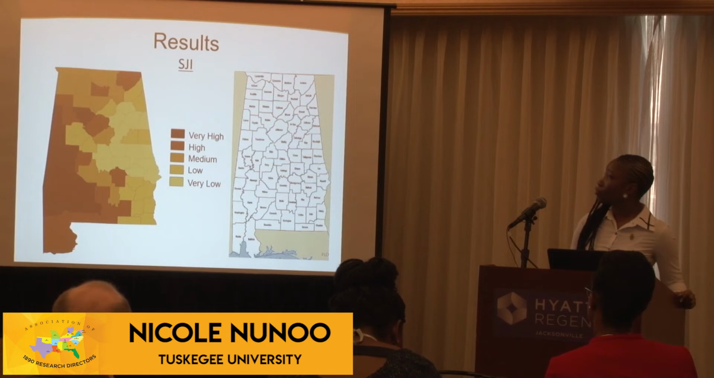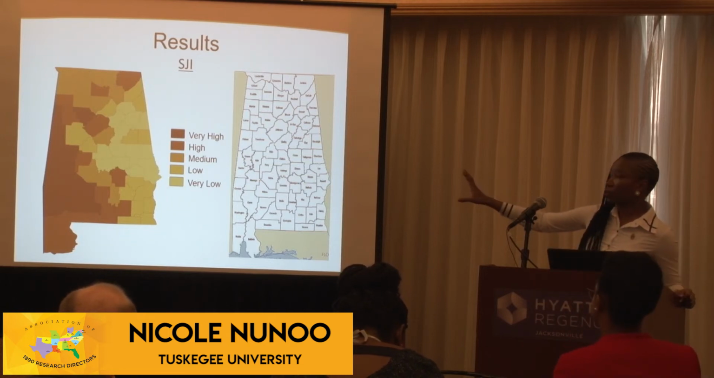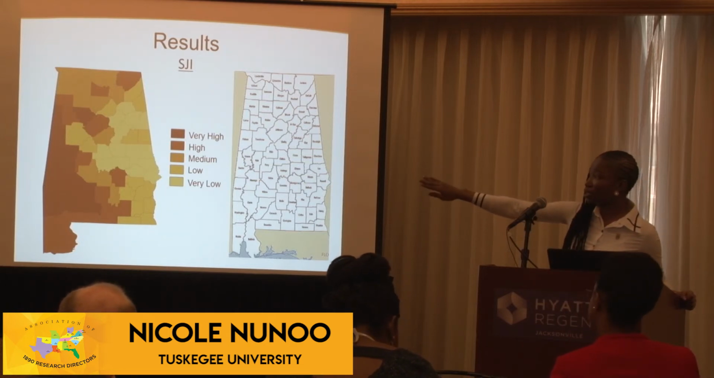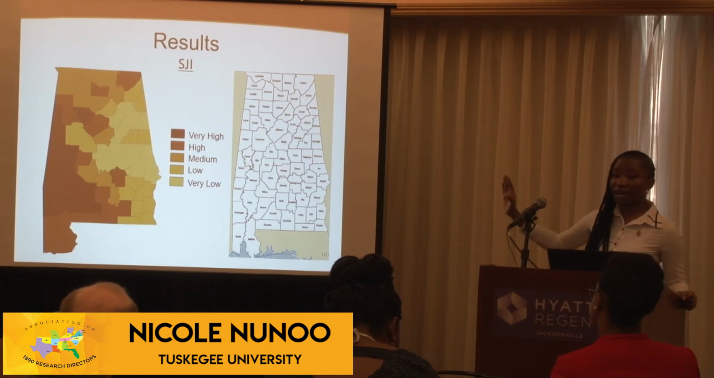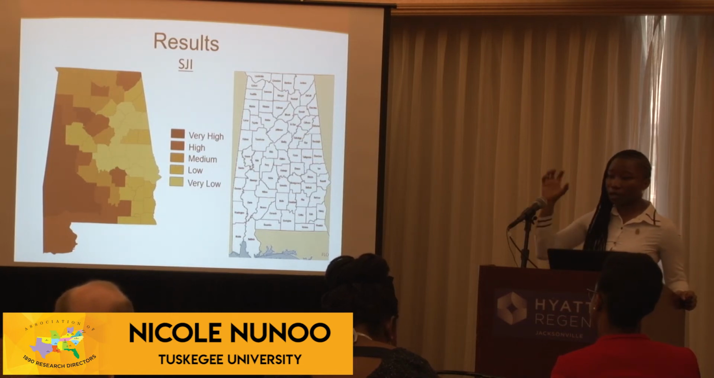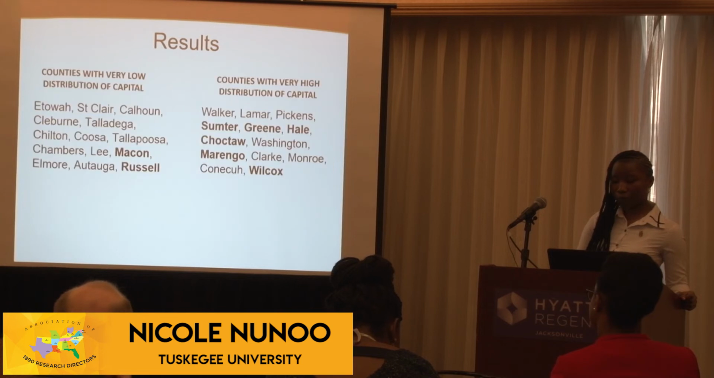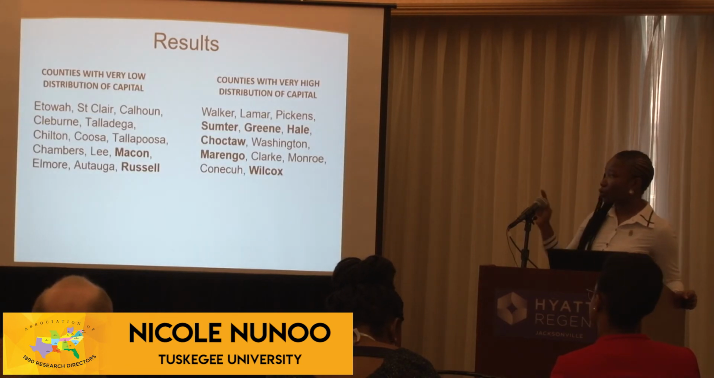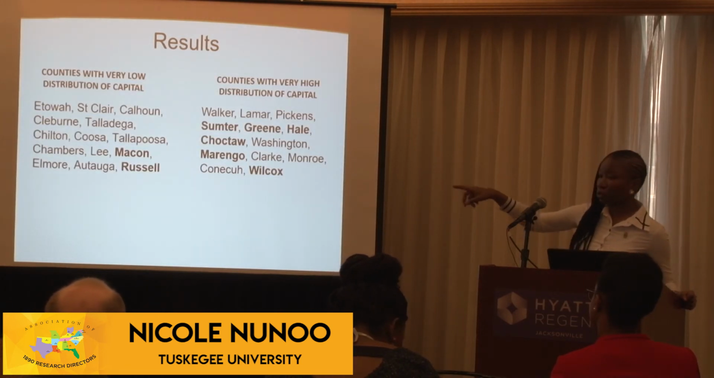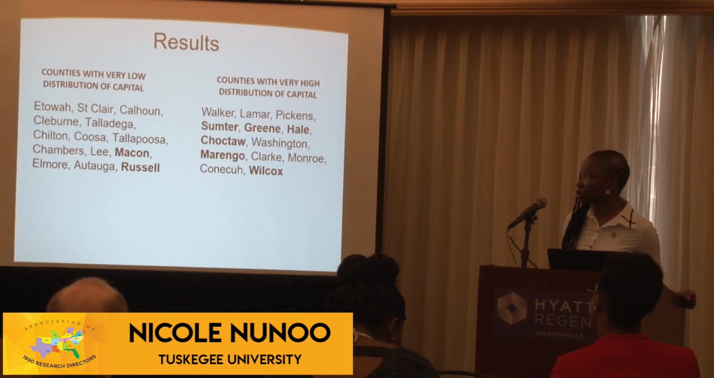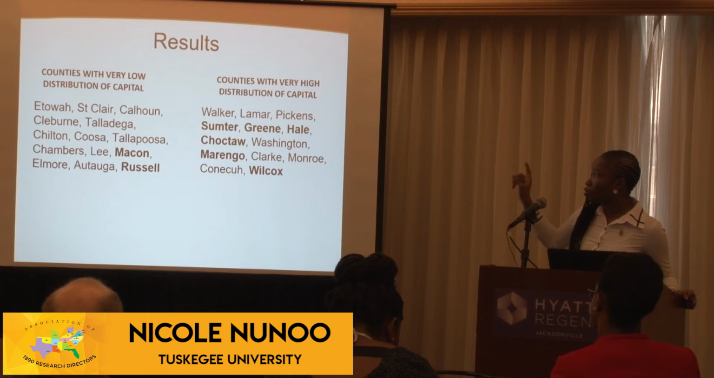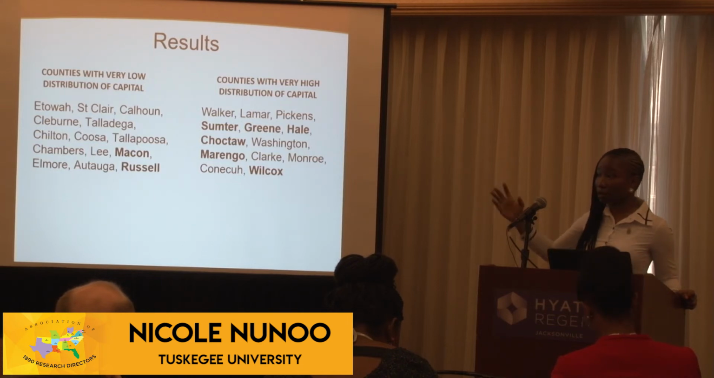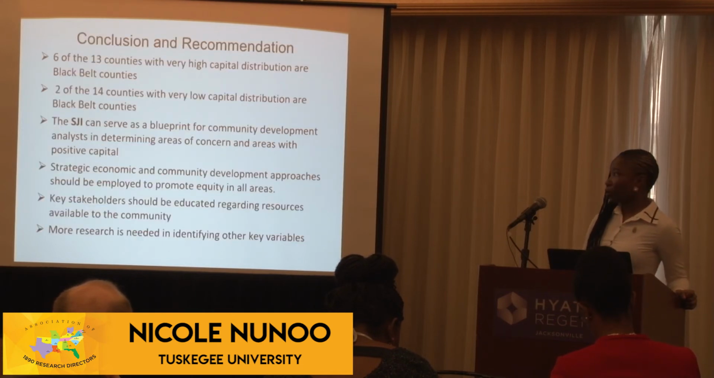Now, for the major index, this was what we got. So the places that have the burgundy, those are the places that have very high distribution of all the capitals combined. Now, our results show that 2 out of the counties, that's Macon County, Russell County, had a very low distribution of capital. However, for the counties with very high capital, we found that Sumter, Greene, Hale, Choctaw, Marengo, Wilcox had very high social capital.